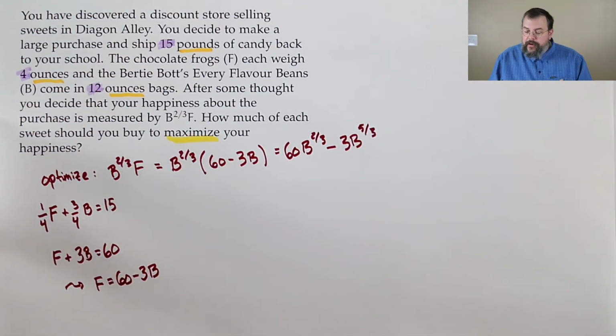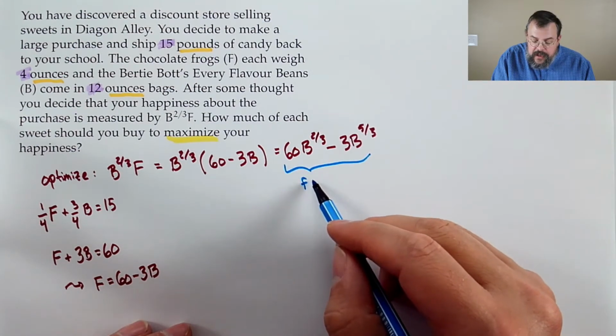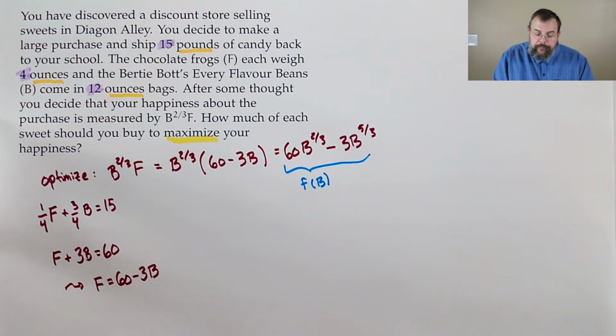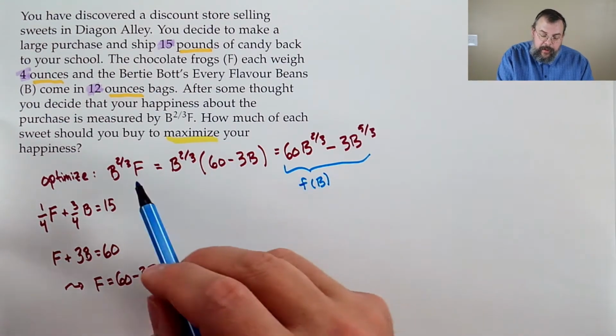So now we have our function we're trying to optimize as a function of a single variable. So we can give this a temporary name. We can call this our function of B. All right, now maybe f isn't the best choice since it's a lowercase f, not a capital F.